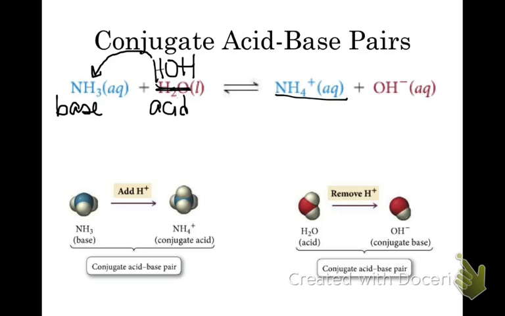Now let's look on the right-hand side. We have NH4+ and OH-. We also see that there is a double arrow. That double arrow means that the reaction will go in the forward direction as well as the reverse direction.